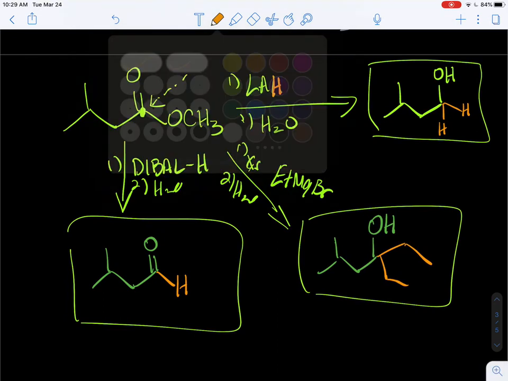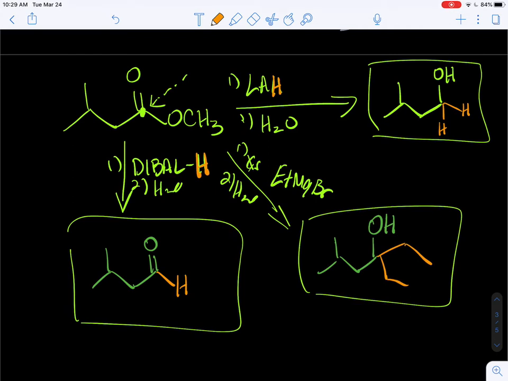DIBAL has only 1 hydride in the formula, right? So you form one of those. And lithium aluminum hydride, if you write it out, and remember what it stands for, you have multiple hydrides there. So you can add 2 hydrides, 2 hydrogen atoms to the carbonyl carbon. And Grignards work the same way. You form 2 ethyl groups, okay? What I'm showing you here on the slide are the primary reactions for the carboxylic esters, or the esters, that you should be familiar with.